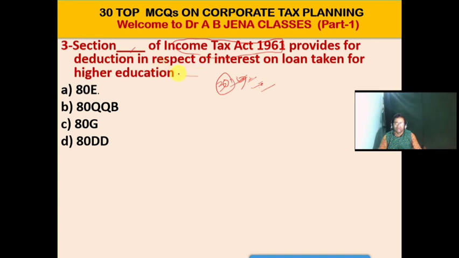Which section of the Income Tax Act 1961 provides the deduction in respect of interest on loan taken for higher education? A, 80E; B, 80QQB; C, 80G; D, 80DD. Friends, A is the right option for this MCQ.